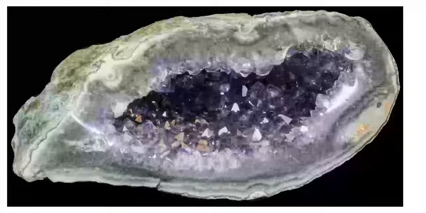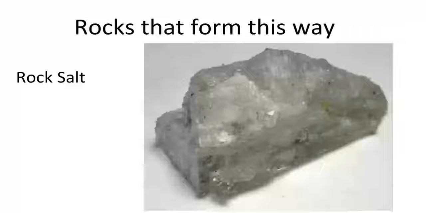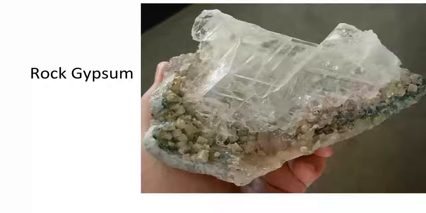This happens to be the purple variety of quartz. You may remember this from the Mineral Identification Lab. This is amethyst. Other rocks that form this way are rock salt and rock gypsum. What you should be noticing is that this type of formation is giving us rocks that have basically just one mineral as their composition.